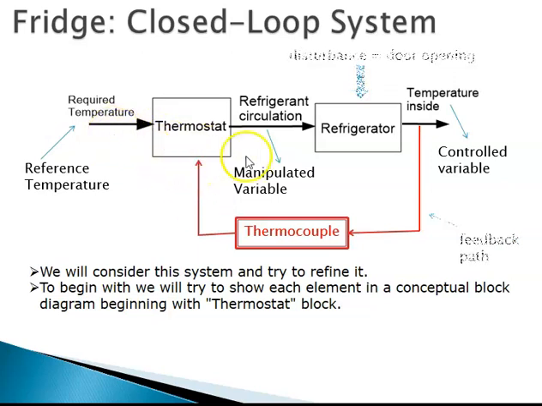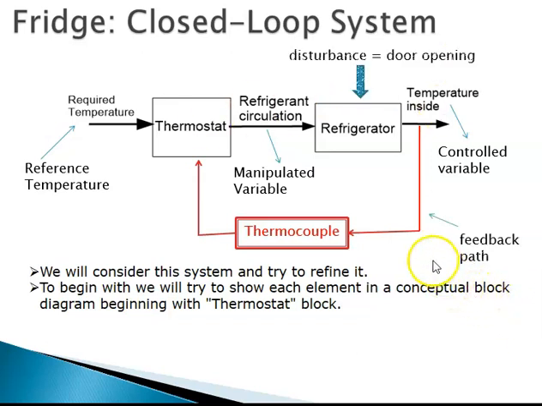It will receive both and find the difference, that is, the deviation. According to it, it will compute how much additional or less refrigerant needs to be circulated, and when that goes through the system, the temperature changes, and this temperature again the thermocouple measures. So you can see that the action is going around a loop. That is the reason why we call it a closed loop system.